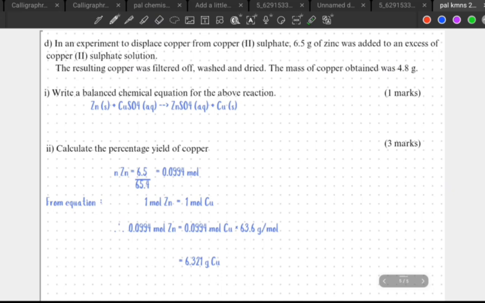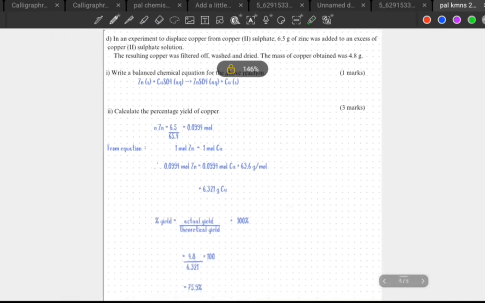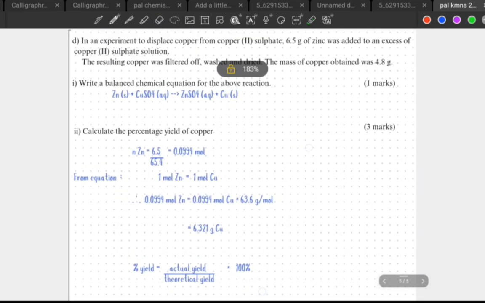The first element that we determined just now is zinc, so zinc is in solid, and then we know that copper sulfate. And then you will get the products zinc sulfate and copper, and this one you will get 1 mark. Next question, calculate the percentage yield of copper.